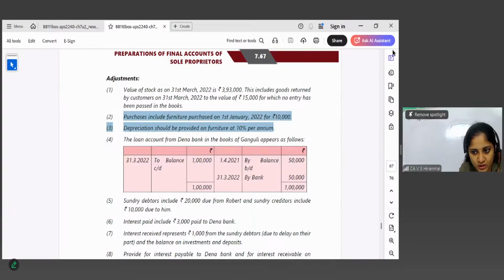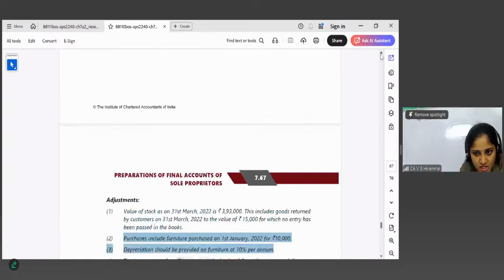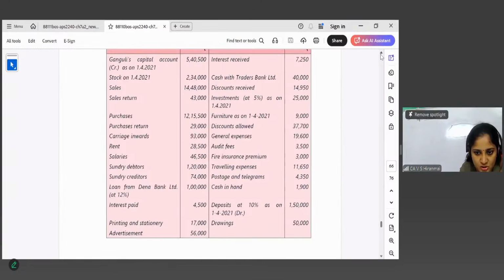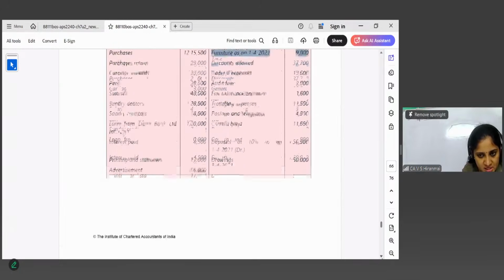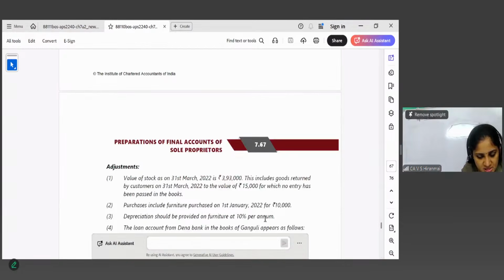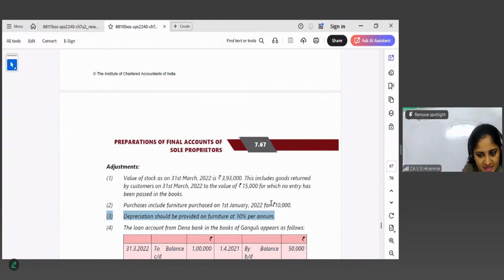Depreciation should be provided on furniture at 10%. All of you please see here, there is already a furniture balance here. So on the 9,000, there will be full year ka depreciation. So 9,000 into 10% is 900. But for the 10,000 rupees that you purchased in January, February, March, so the value will get reduced to 3 months.